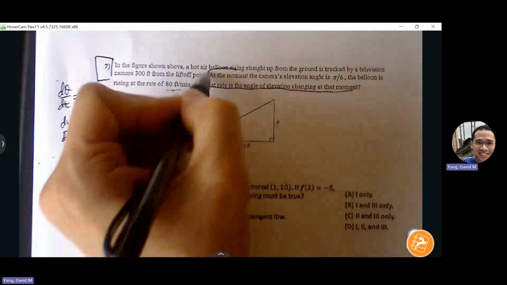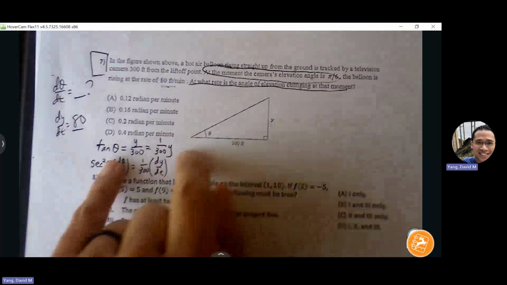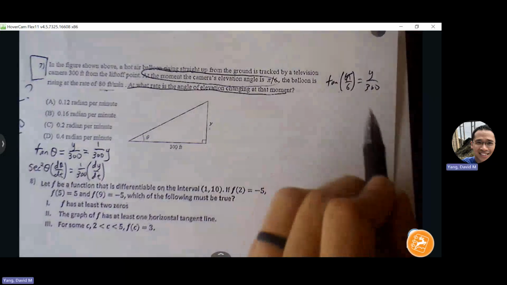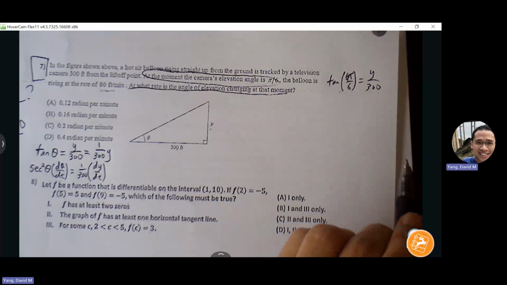Okay, we do have this, right? At the moment, the camera's angle of elevation is pi over 6. So if we take that theta, pi over 6, put it into tangent theta, we can solve for y. So we can say tangent of pi over 6 equals y over 300. Cross multiply, use our calculator. I get y is equal to 173.